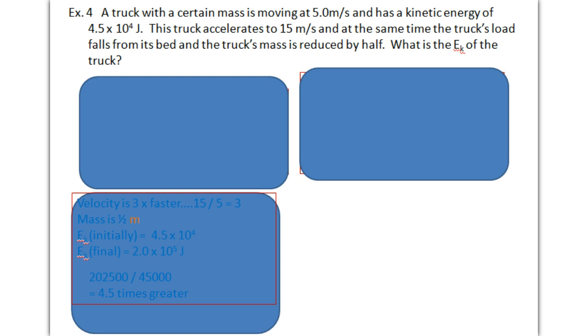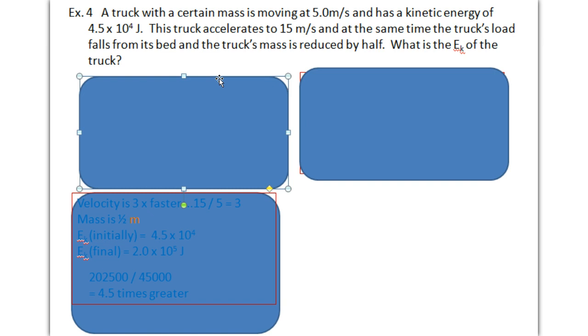Okay, in this example, a truck has a certain mass and is moving at 5 meters per second. Its kinetic energy is 4.5 times 10 to the 4 joules, or 45,000 joules. The truck then accelerates to 15 meters per second. At the same time, the truck's load falls from the bed and its mass is reduced by half. So as the truck sped up, it dropped its mass off the back. What we're looking for now is the kinetic energy of the truck after.